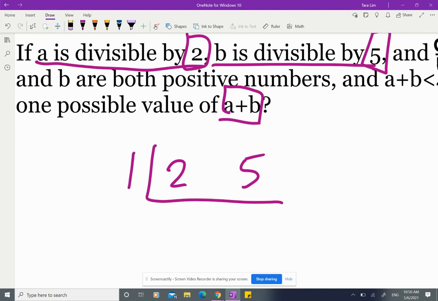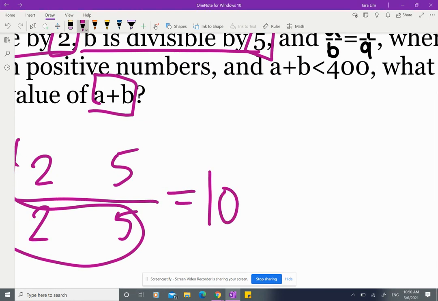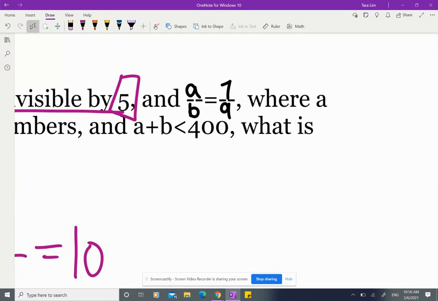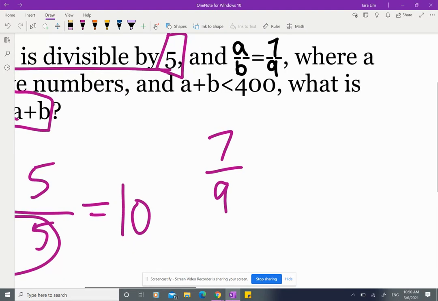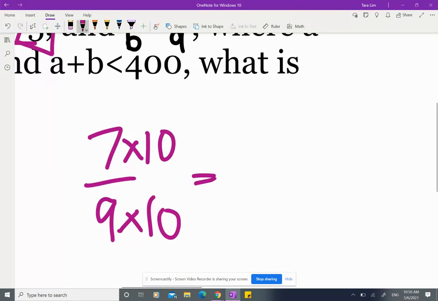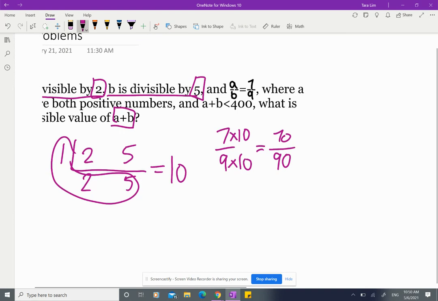So we just write 1, and now we times them directly. So 1 times 2 is 2, 2 times 5 is 10. So we solved it. The common denominator is 10. Now a over b is 7 over 9. Now we want to try doing it by putting 7 times 10 and 9 times 10 because they're both common. So you can put 10 here. So 7 times 10 gives us 70, 9 times 10 gives us 90. So that is one possible value.